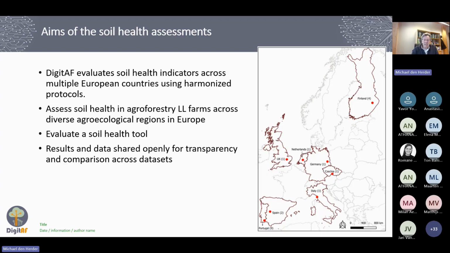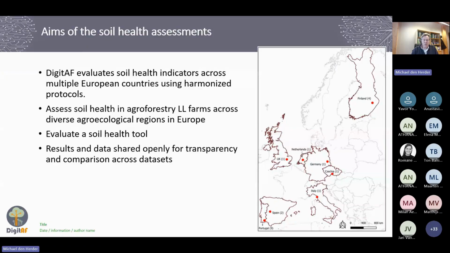Living labs in Finland, UK, Netherlands, Germany, Czech Republic, Italy. Those are the living labs, and then there are other countries which joined. They have a kind of living lab, but they're not an official living lab. But they also helped in the soil health assessment, as in Spain and Portugal, where we also did the soil health assessment. So we covered a large part of Europe in very different environmental conditions.